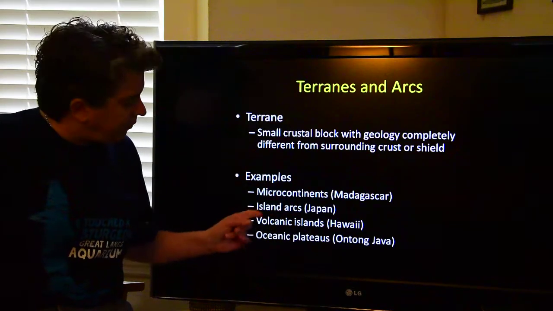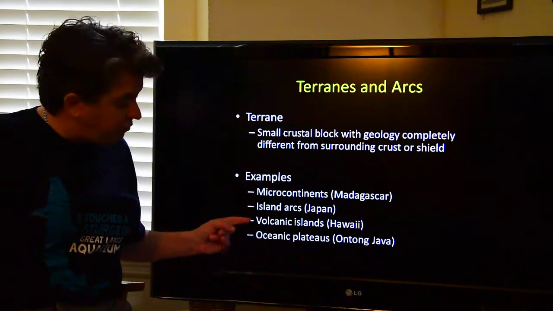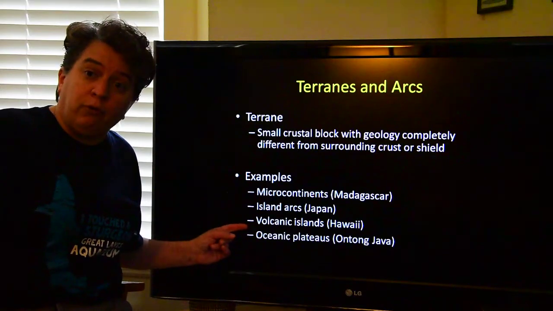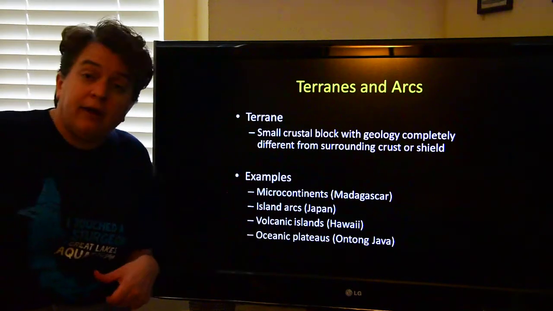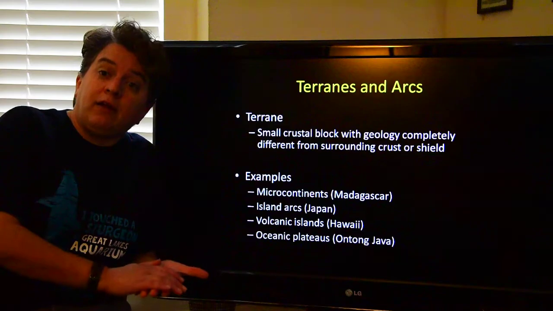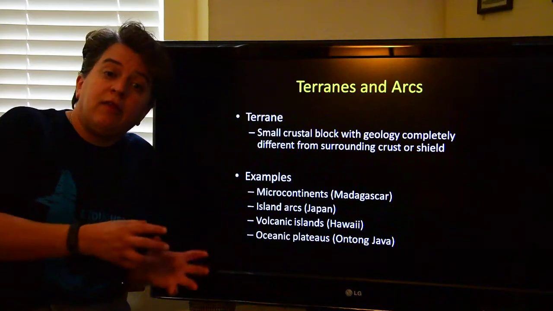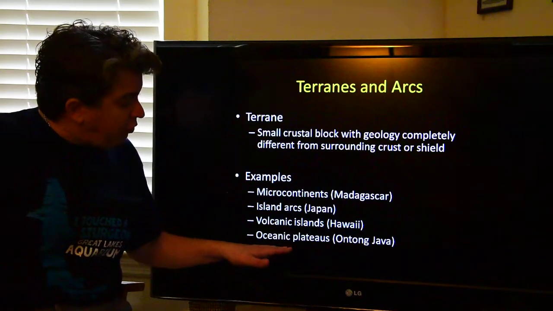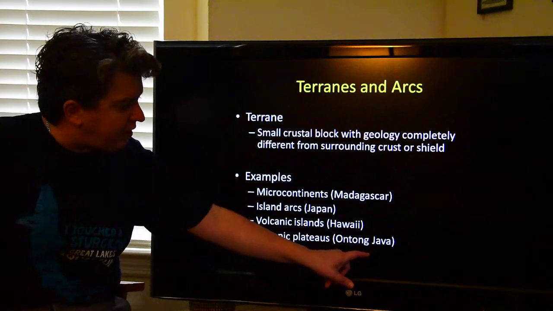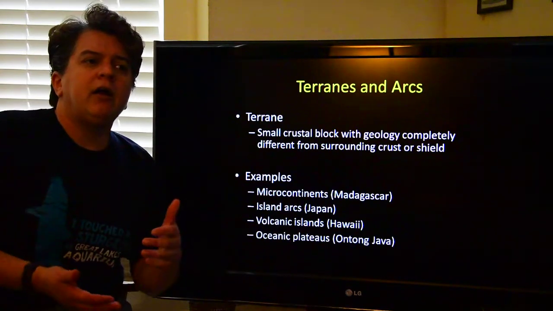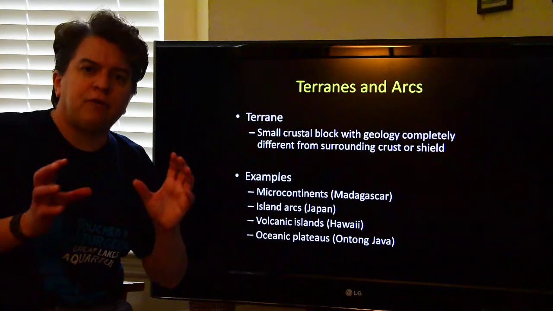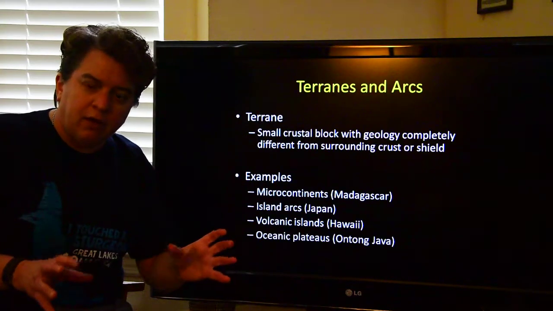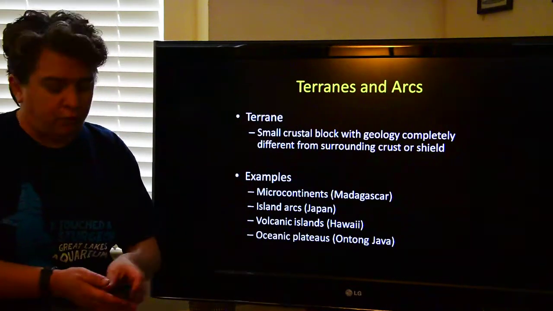Volcanic islands like Hawaii. Well, Japan is a volcanic island. What makes these different? This is created in a subduction zone. This is created by a mantle plume. But a volcanic island like Hawaii or the Galapagos Islands, they count as terrains. And then ocean plateaus. There's an ocean plateau called Ontong Java. And these are areas of extra thick ocean crust. Those also count as terrains.